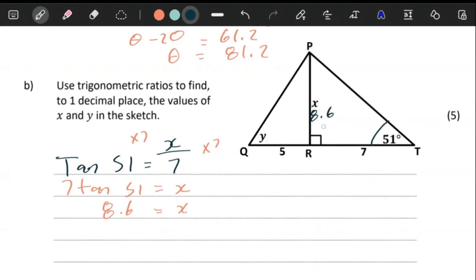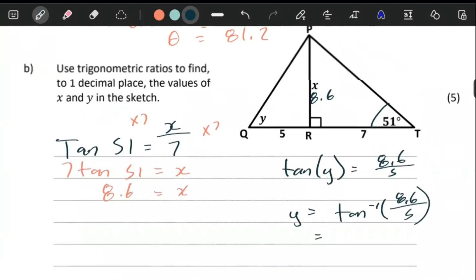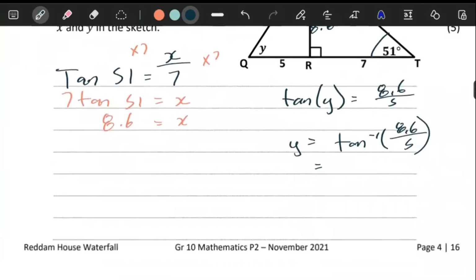To get y, it's an angle. So you see you have the opposite and adjacent also. So you can say tan y is equal to opposite over adjacent. And then to get y on its own, you can say shift tan, 8.6 over 5. There we go. If you round it off to 1 decimal place, it's going to be 59.8. It says to 1 decimal place, so this is going to be 59.8.